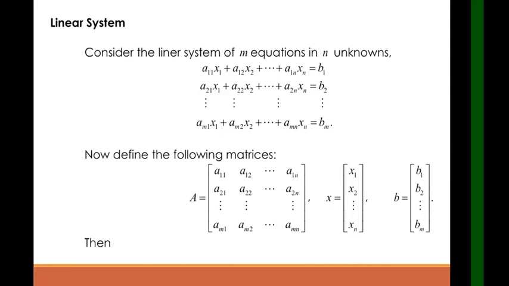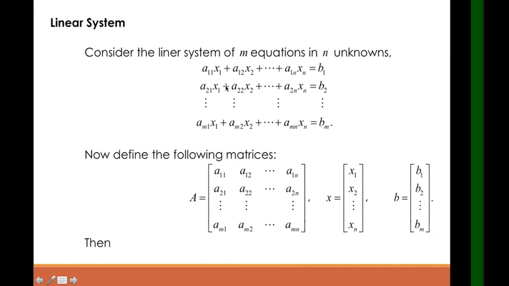Linear system, consider the linear system of m equations in n unknowns. So it has a representation of a sub 11 times x sub 1 plus a sub 12 times x sub 2 plus ellipses of a sub 1n x sub n equals b sub 1, up to the ellipsis of a sub mn, x sub n equals b sub m. Now define the following matrices as this. Ito yung original nating matrix. Then x is equal to x sub 1, x sub 2 up to x sub n, and b is equal to b sub 1, b sub 2, up to b sub m. Ito yan. This one. Ito yung answer na to.